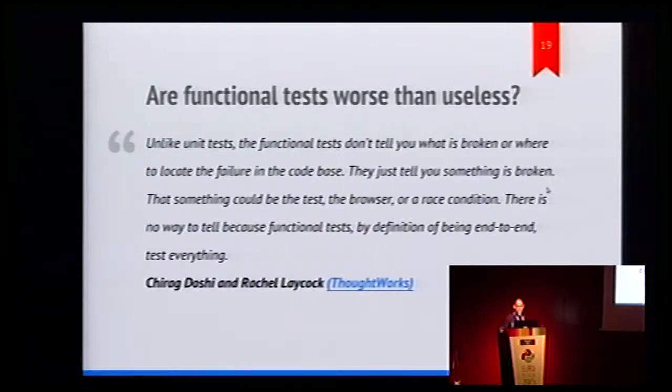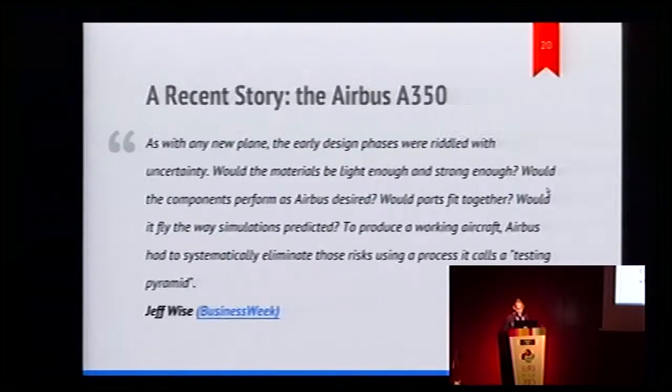But there are also opinions different from this one. For instance, unlike unit tests, the functional tests don't tell you what is broken or where to locate the failure in the code base. They just tell you something is broken. That something could be the test, the browser, or a race condition. There is no way to tell, because functional tests, by definition of being end-to-end, test everything. And I agree with this opinion.